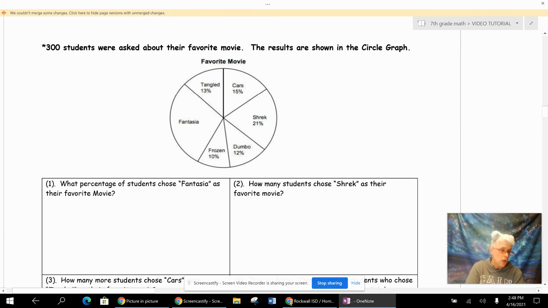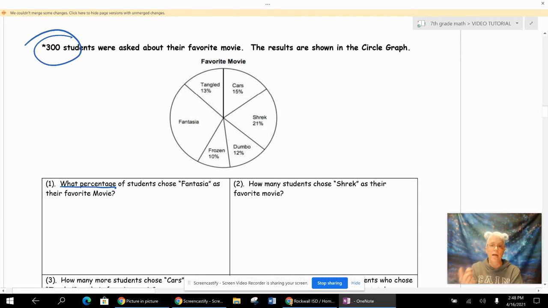All right, now we have a circle graph, and we're going to figure out numbers. Because if I said 20% of my students like chocolate, that doesn't tell you how many students, it just gives you a percent. So that's what we're going to do next. There's 300 students, and they were all surveyed about their favorite movie. And so a circle graph has been created. And the first question says, what percent?